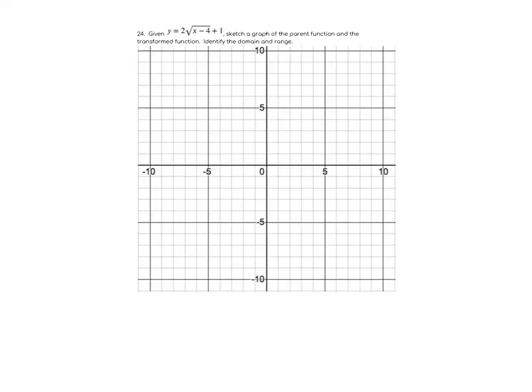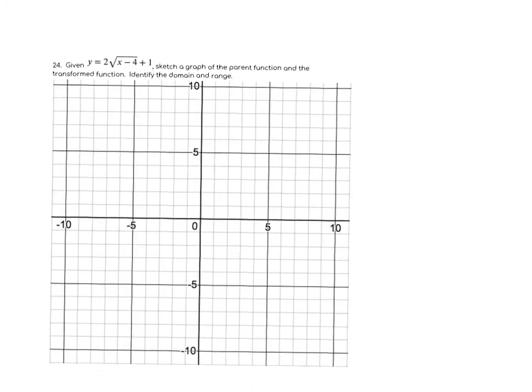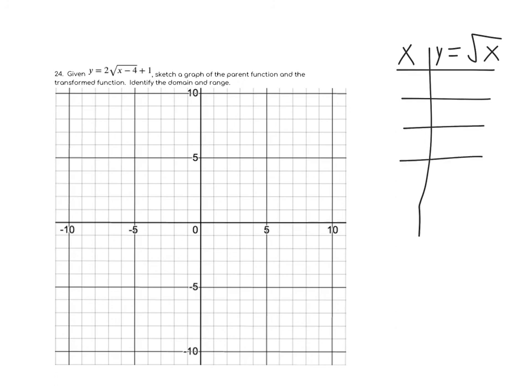For number 24, we're given an equation. We've got to sketch a graph of the mother function and then the transformed function. I notice this is 2 times the square root of x minus 4 plus 1. That means that our mother function would be y equals the square root of x. I'm going to choose some points that make sense to use for square roots. My first one would be 0. I can't use negative numbers. That gives me an imaginary solution. And the square root of 0 is 0.